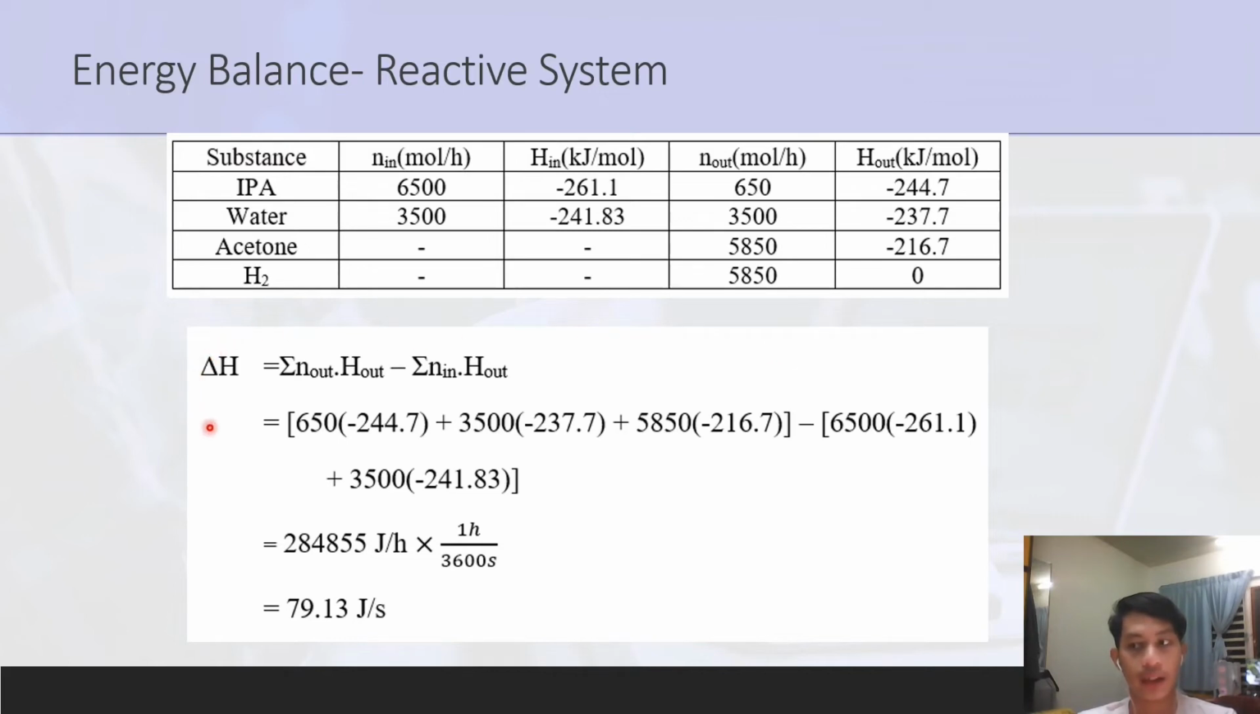Finally, we could obtain the energy required by the unit by multiplying the value of each component with the value of enthalpy and finding the difference of output and input. Lastly, the energy required is 71.9 joule per second.